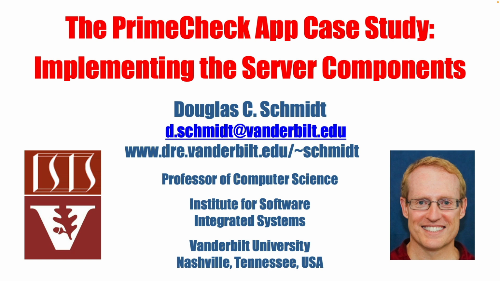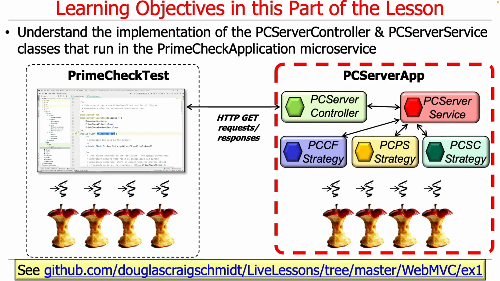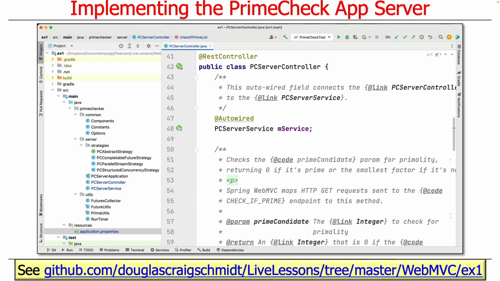And now that we've talked about this at a high level, we're going to start zooming in and seeing how to actually implement the server components. So you get a chance to see how to implement the server controller, server service, and then the various strategies that implement these with different concurrency models. And as always, you can get this in my GitHub repository, in the EX1 project, in the web MVC folder, in the live lessons GitHub repo.